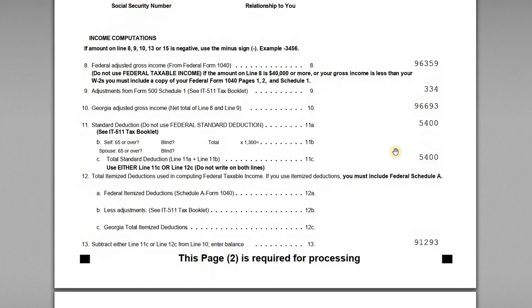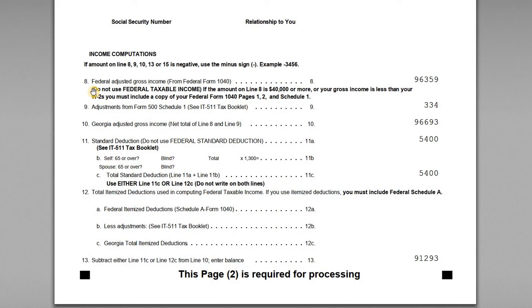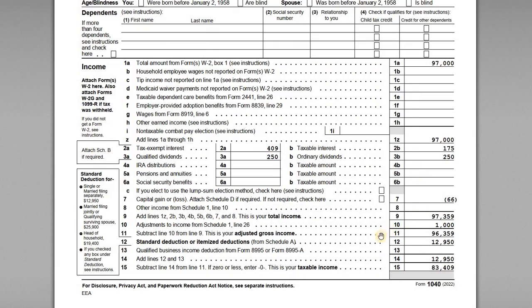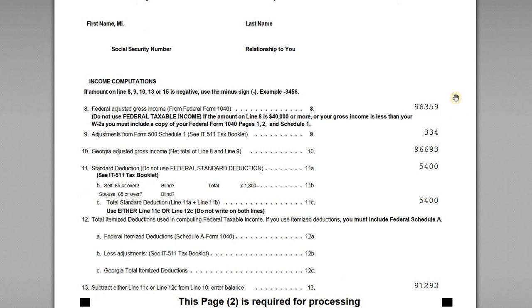Now, okay, so now we're actually into the numbers here. Remember, Georgia, like a lot of states, uses your federal AGI as a starting point. So on line 8, we have our federal adjusted gross income. If we take a look back at our 1040 here on line 11, we have the AGI of $96,359. And so that is what we have started with here on line 8, $96,359.